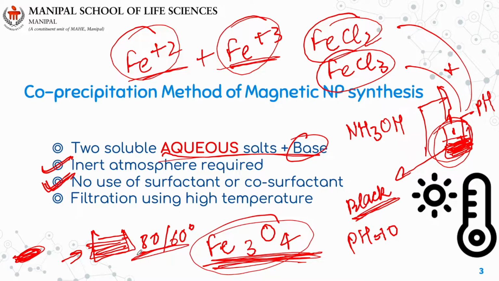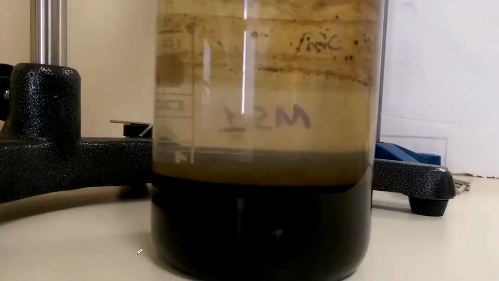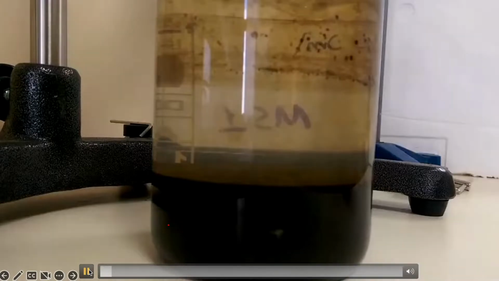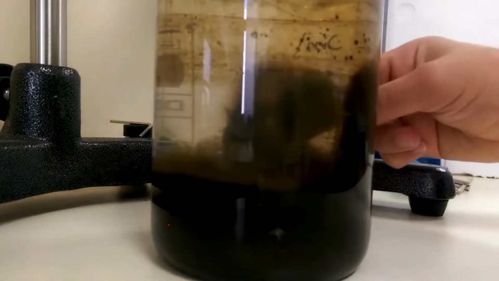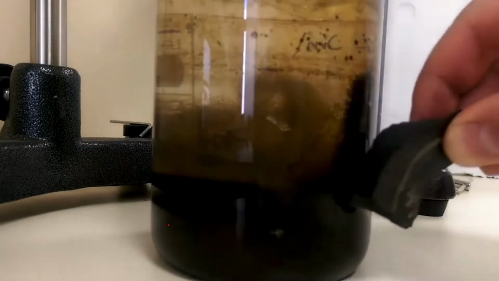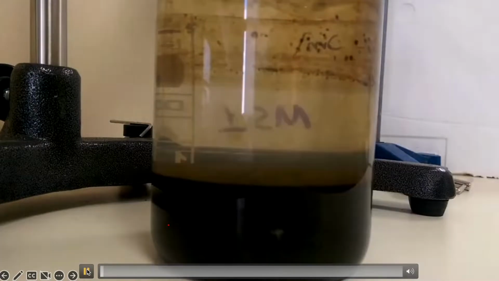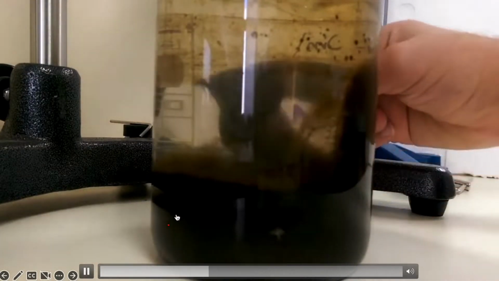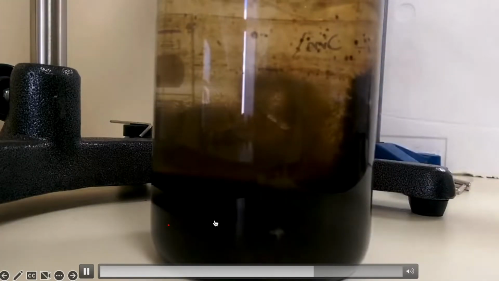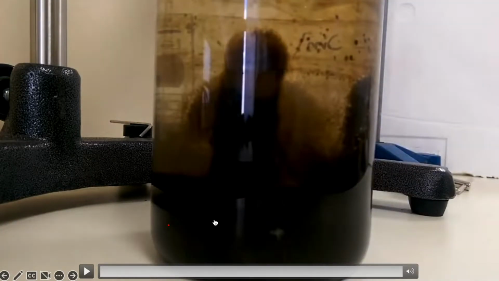Now, how do we check whether the nanoparticle solution that we have made has magnetic properties or not? Let's look at a video in which we'll see if the solution has magnetic properties. As you can see in this video, the solution of Fe3O4 will move with the magnets. So this clearly shows that these particles have magnetic properties.